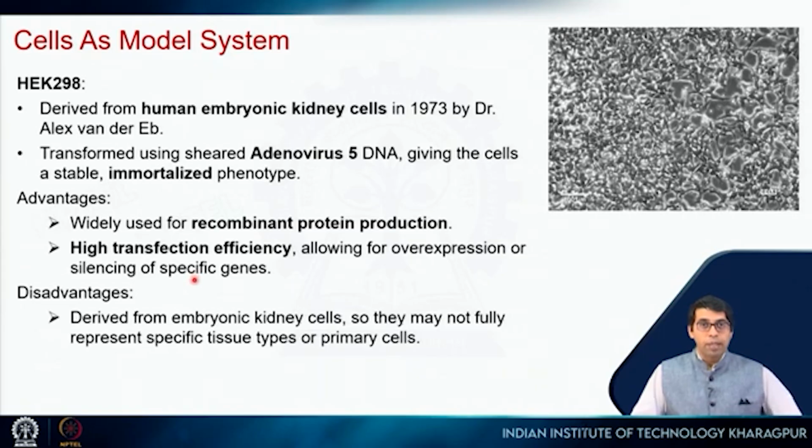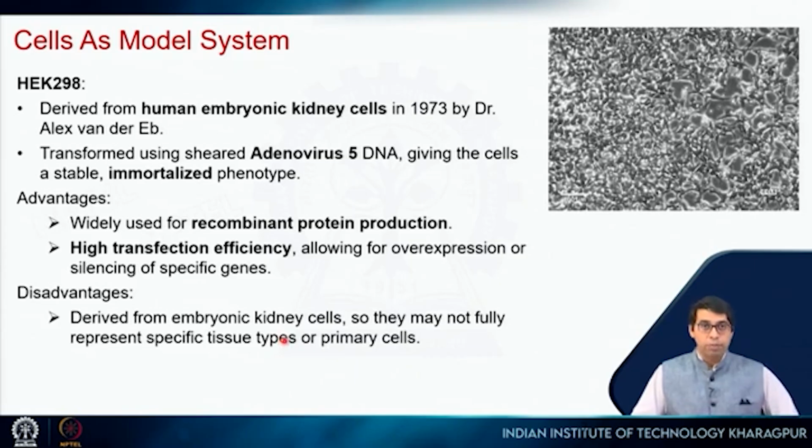Disadvantage: it is derived from embryonic kidney cells, so they are not fully representative of the specific tissue or primary cells. Since these are embryonic kidney cells and isolated cells, plus they have been immortalized, they do not resemble the primary cells from the kidney. Also, they will not resemble the actual cells inside the organ. And the third point is that they will be different from other cells.